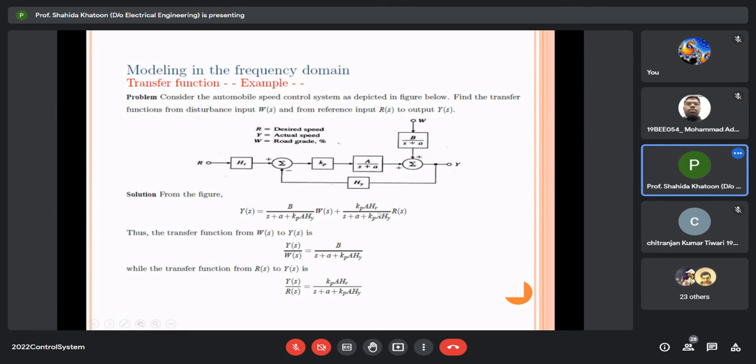So we can put R(s) equal to 0 here. So this becomes b upon this. And if we want to find out the transfer function Y(s) upon R(s), you can substitute W(s) equal to 0. So Y(s) becomes this. So Y(s) upon R(s) is this part. Okay, so I want you to draw this block diagram and write down the transfer functions.